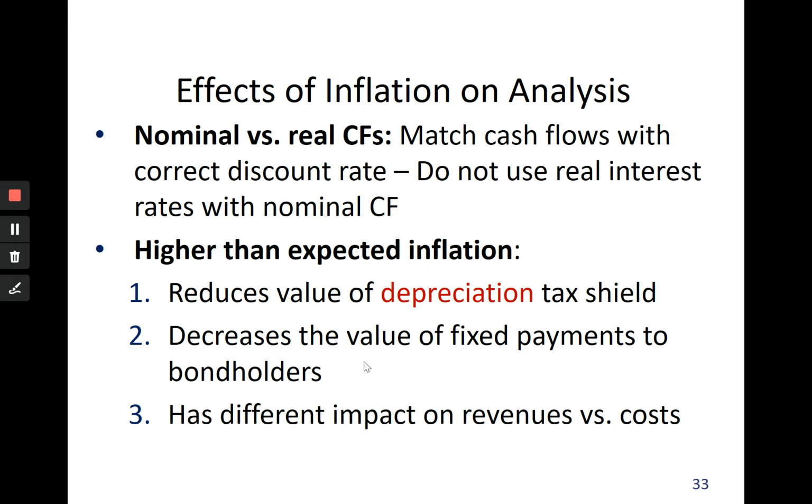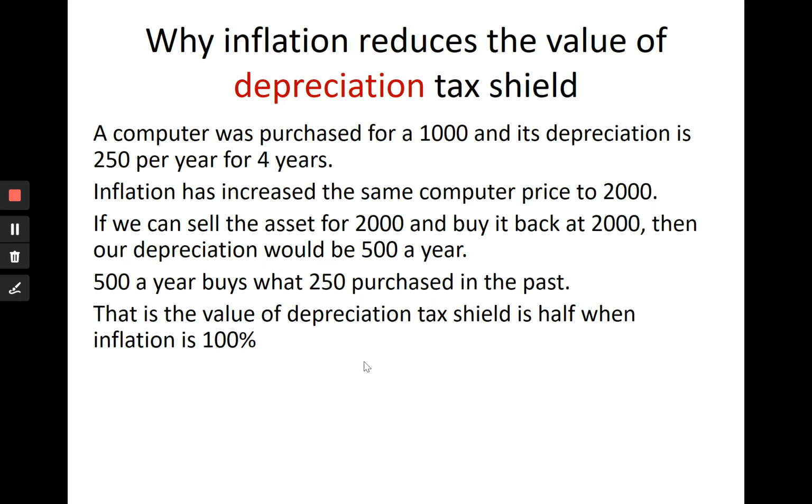Inflation also has a different impact on revenues versus costs. The timing matters, and the timing of revenues and costs is not always the same. Revenues come at the end of the period, and costs are incurred early on and in the middle of the period. Later amounts would increase with inflation, and early amounts are smaller with inflation. This is also something to consider carefully. Let's go to a numerical example about why inflation reduces the value of the depreciation tax shield.